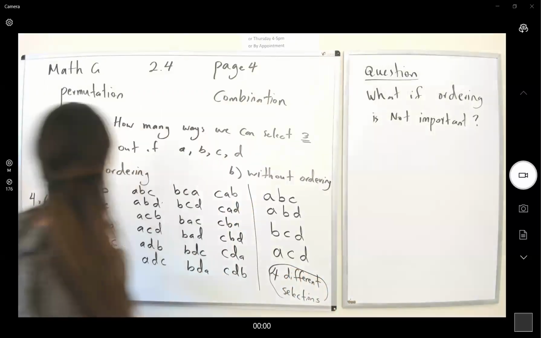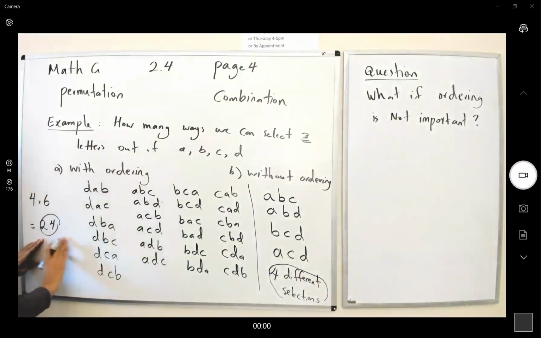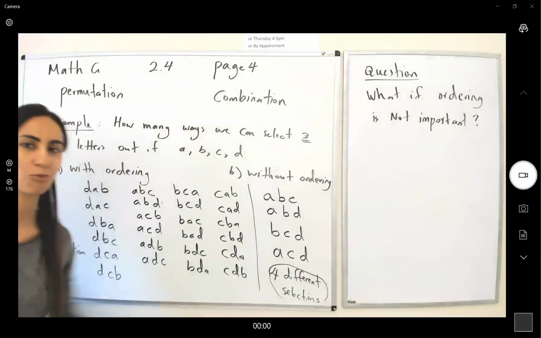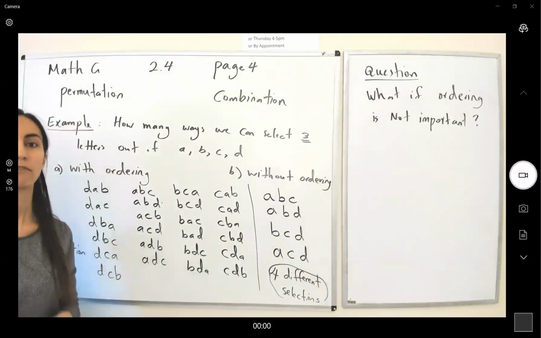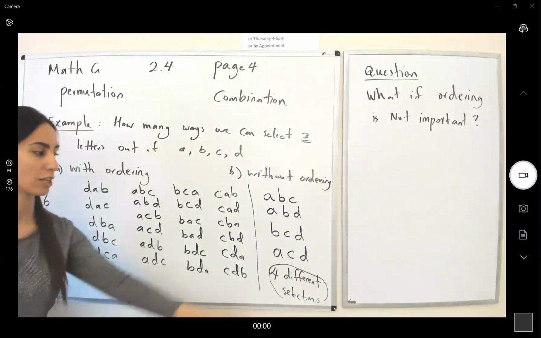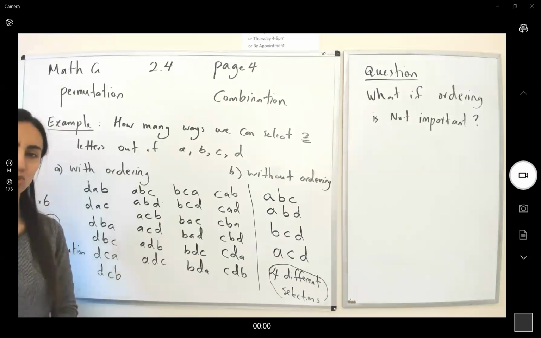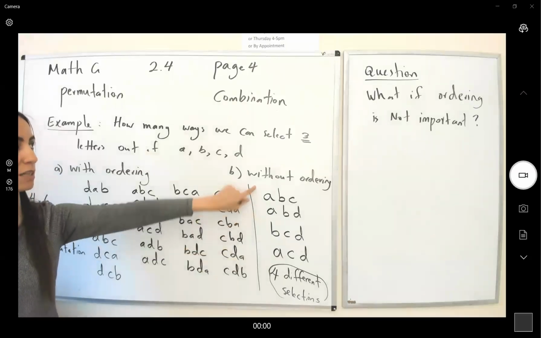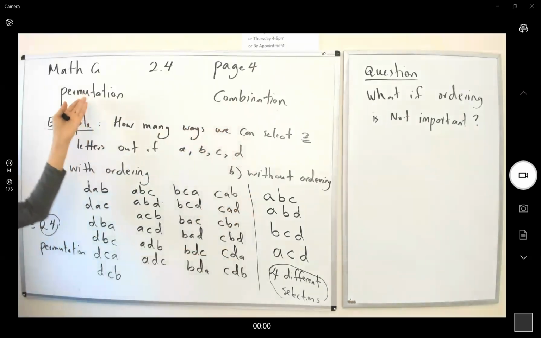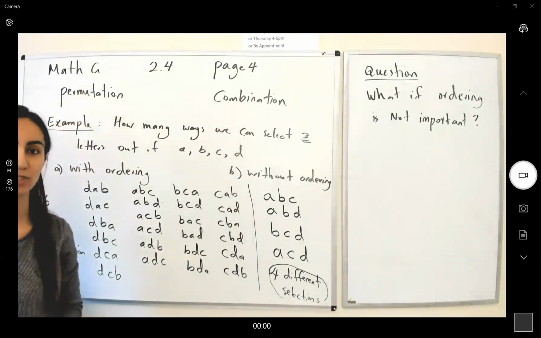So as you can see, we have 24 permutations or selections with ordering. But if you just want to select 3 of them out of 4 of them, it's going to be 4 different selections or 4 different choices. This method is called combination, and this method is called permutation.